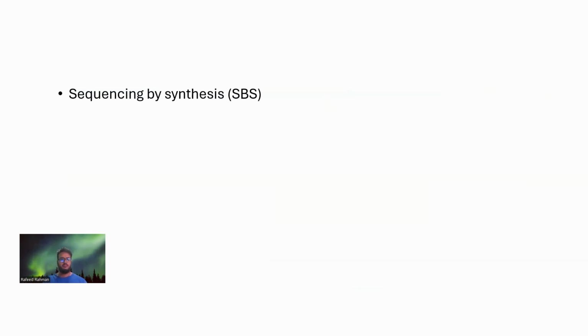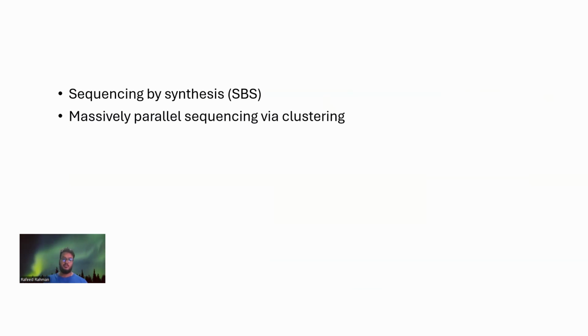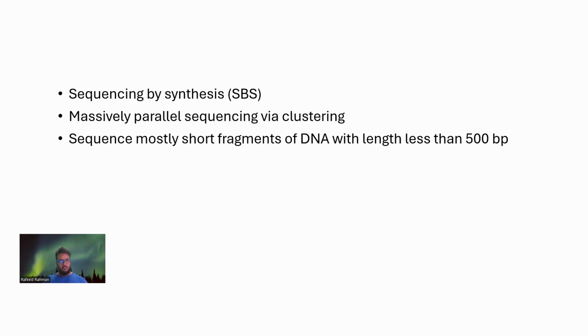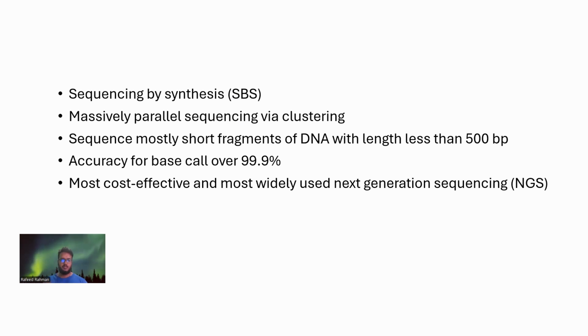Just to summarize, Illumina sequencing is a sequencing by synthesis process, because we are synthesizing the complementary strand using DNA polymerase enzyme, and we are trying to see what those bases are in order to read the sequence. Then it is massively parallel, as I said before, those lights. All the fragments are sequenced together in parallel, and mostly short fragments of DNA are sequenced here. Accuracy is very high, and this is the most cost-effective and most widely used next-gen sequencing method.